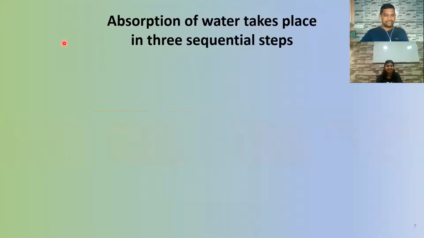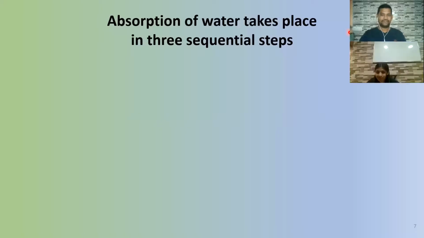So the first step that I said is absorption. Water is absorbed by the root hair of the plant. So this absorption of water takes place in 3 sequential steps, 3 steps, one after the other. So in 3 sequential steps, that means one after the other, there are 3 steps in which the absorption of the water takes place. Okay?